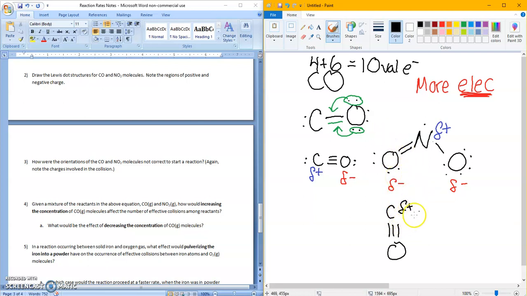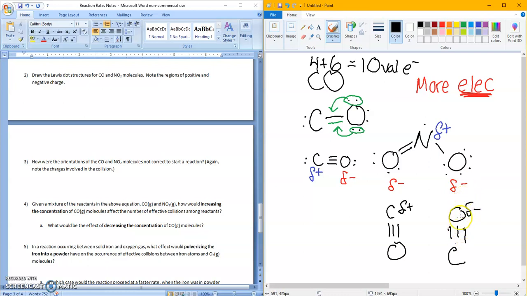And if they have enough energy, they can break the bonds and start reacting. But if I have it the other way, there we go, then I have two negatives going towards each other. And if two negatives are going towards each other, then they will repel.